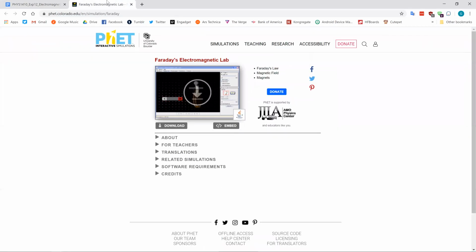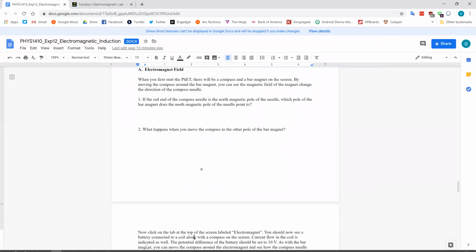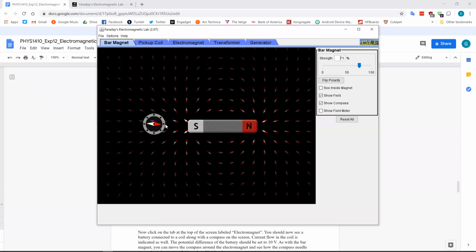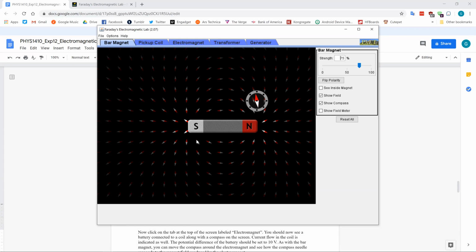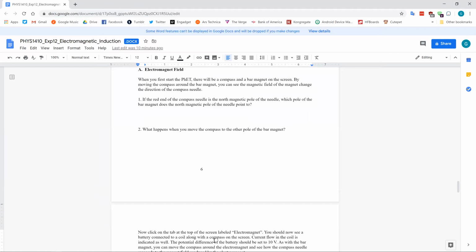What happens when you move it to the other side? If I move this around over here, you'll see that I'm attracting the white end, which is the south end of the compass needle. Let me just close this.